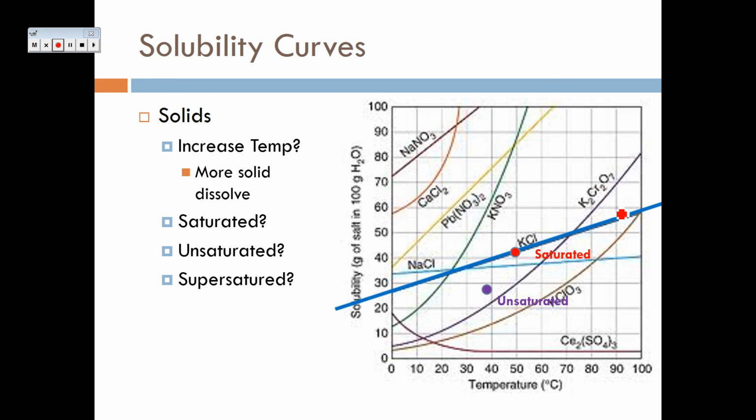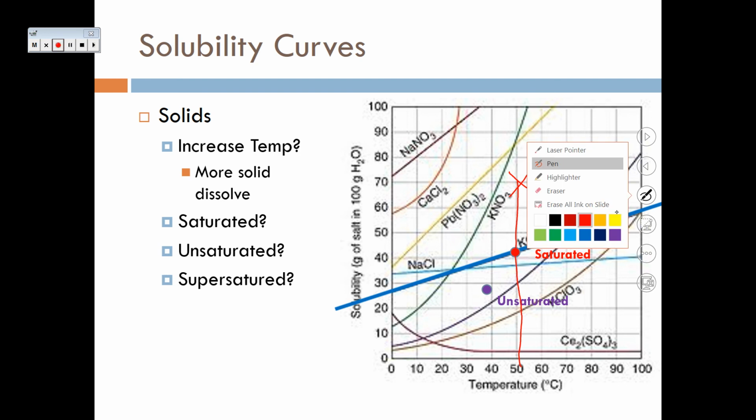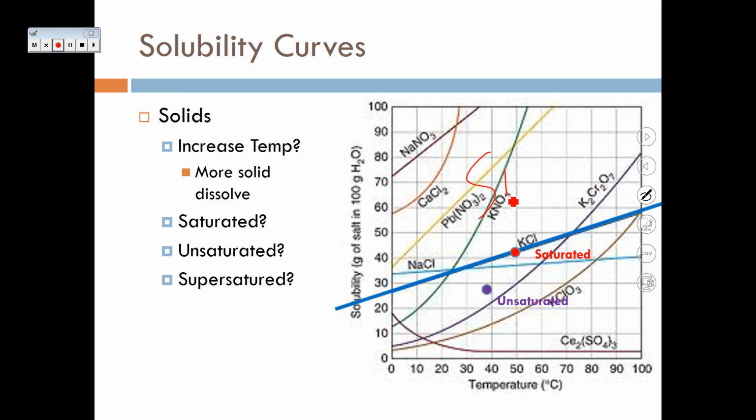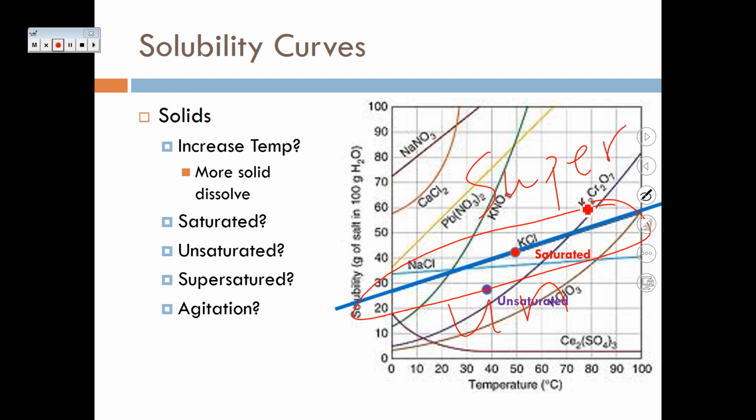Supersaturated is where you have an excess of your solute at that particular temperature, made by heating it up and then cooling it down. For example, let's do 50 degrees Celsius again. If you had 70 grams of KCl at 50 degrees Celsius, you would be supersaturated. So above the curve is supersaturated. Just write that down: above the curve is super, below the curve is un, and right on the curve is perfect saturation. Agitation increases the saturation as well as temperature.